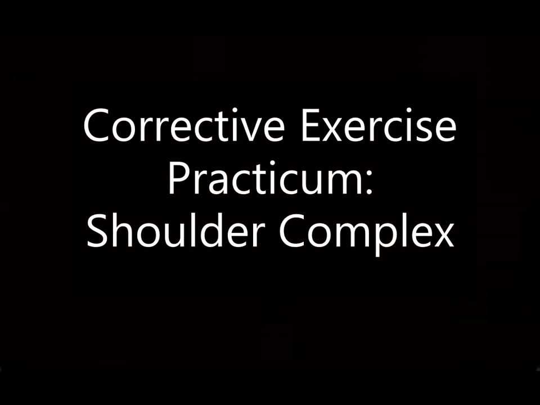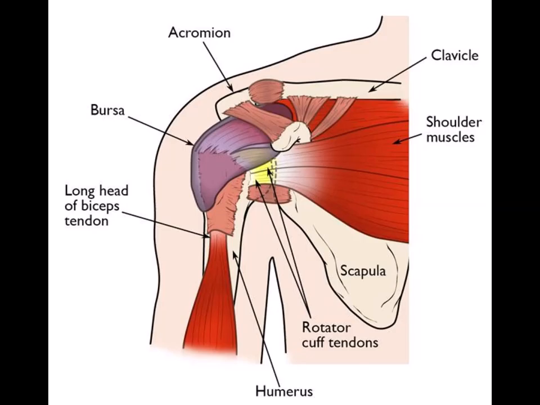Hello, and welcome to this video on corrective analysis exercises where we will assess an impairment of a specific region based on the anatomy and assessment findings of the injured area. In this video, we will analyze the shoulder complex, specifically the rotator cuff. The rotator cuff is made of 4 different muscles: the supraspinatus, the infraspinatus, the teres minor, and the subscapularis, otherwise known as the SITS muscles.